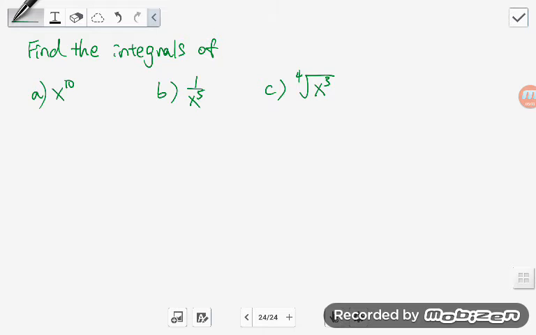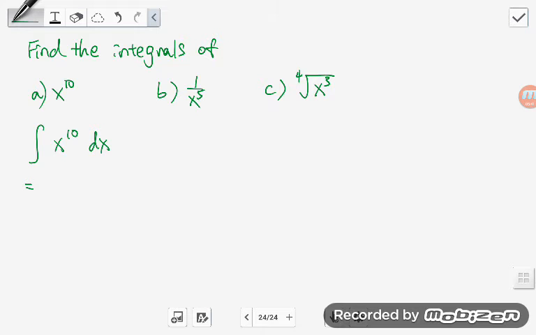So to find the integrals, this is how we write it. I will use this symbol to represent integral. So I'm going to integrate x to the power of 10 with respect to x. Okay, because my variable is x, that's why I put down this dx over there. So I'm going to find the integral of x to the power of 10 with respect to x. That's how I call it. Okay, so in your head, this is the thinking process that you should go through.